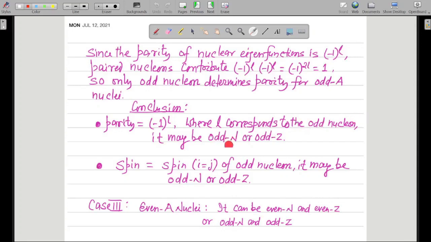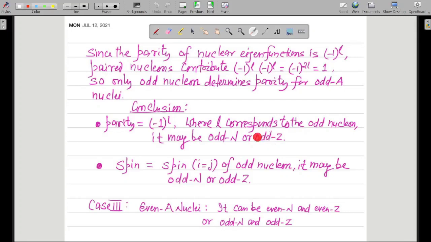Odd nucleon means if N is odd, then concentrate on N. If Z is odd, then concentrate on Z, okay. And atomic mass number A is overall odd, but you have to write the configuration of neutron and proton. Configuration of neutron and proton must be written separately, right? So the parity will depend on minus 1 to the power L, and only the neutron configuration will be written when the number of neutrons is odd, and only the proton configuration will be written when the number of protons is odd.